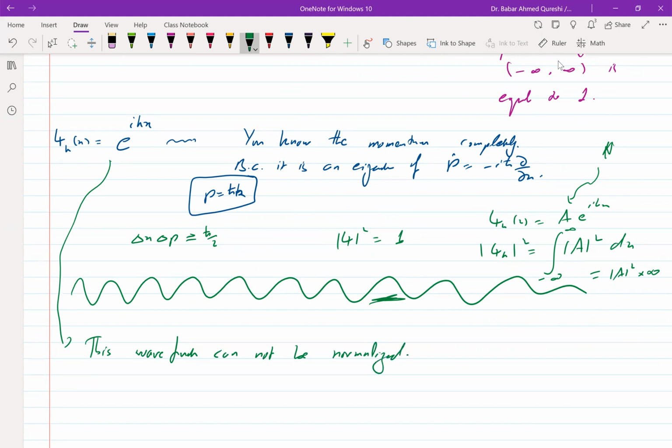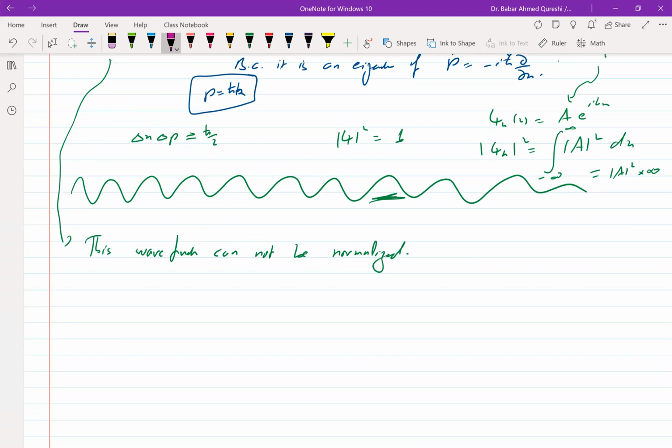But it doesn't bother us, because we know why it's not normalized. This statement just means that there's equal probability of it being anywhere. We have maximum uncertainty about position. We have no knowledge of position, because we have complete knowledge of momentum. And that's all this statement means, that it cannot be normalized.